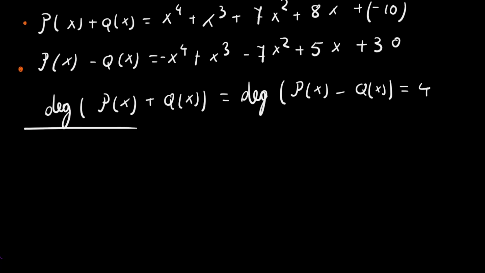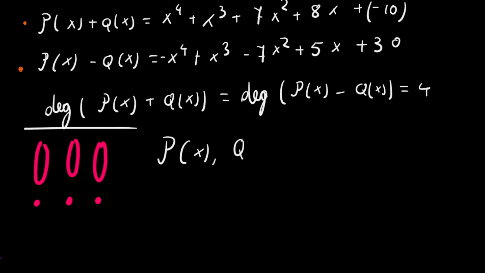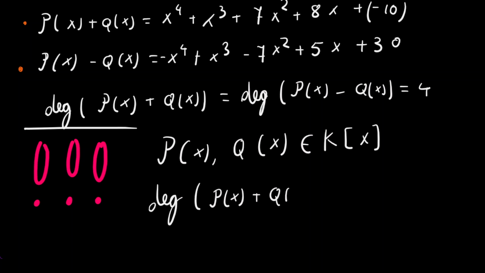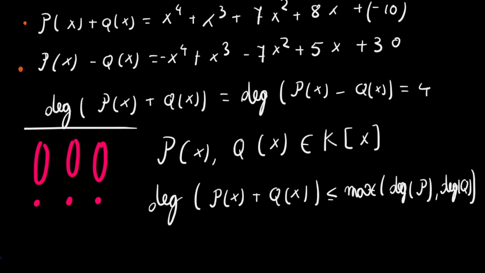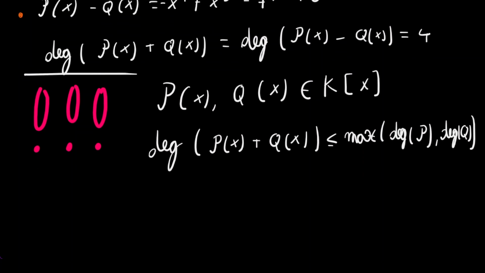I want to tell you an important property, which says that if you take two polynomials P and Q from k[x], we have a very important property: the degree of P(x) plus Q(x) is at most the maximum of the degree of P and the degree of Q. So we tested this condition with the example above.